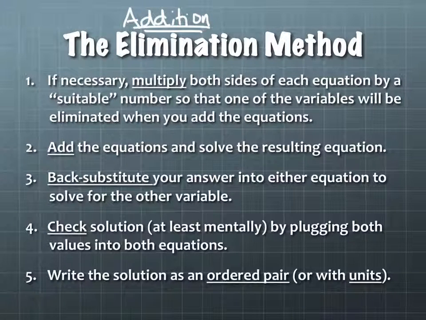Step 2 is to add the equations and solve the remaining equation. And then step 3, 4, and 5 are exactly what they were before. 3 is to back substitute, 4 is to check and make sure that things work, and 5 is to write the solution as an ordered pair or a value with units.